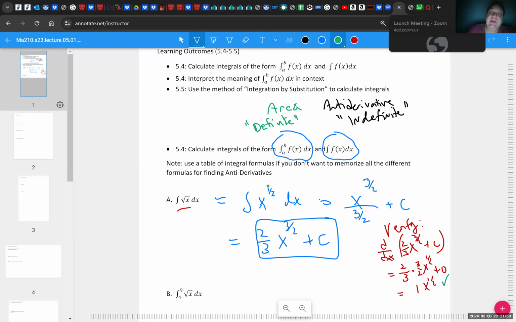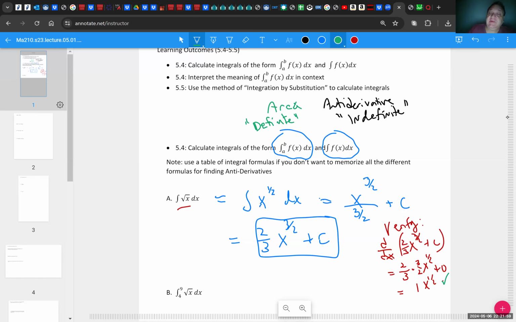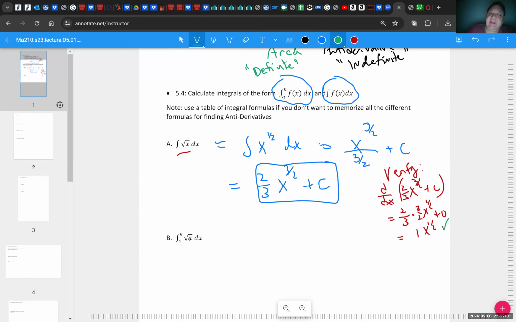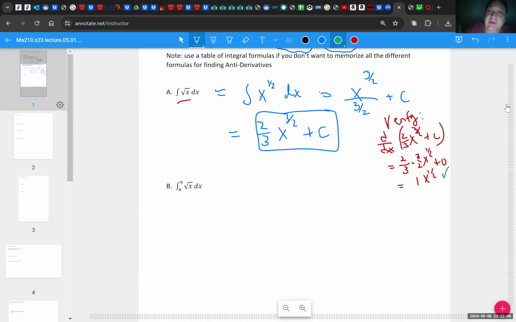Anyway, so that's an example of an indefinite integral where we found the antiderivative of the given function. We're going to do a similar problem. It's the same type of function, but we have a definite integral with a 4 and a 9 here. So this is going to represent an area. If you want to have a visual idea, we have the square root of x, which is sort of like a function like this. This is y equals square root of x.